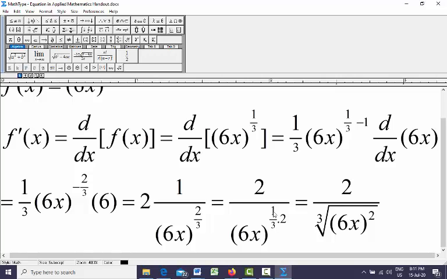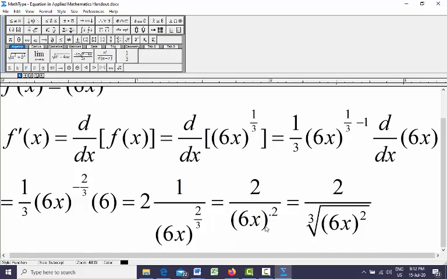And always remember, if there is a power 1/3, it can be written as cubic root. So that means there is a power 1/3 here. So for this power 1/3, we can write it this way. Pay attention. How am I writing it?